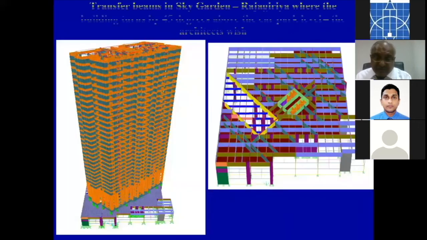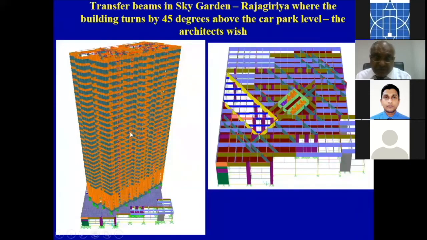So then I can show you some of these transfer plates, arrangements, and this is a sky garden building, and you can see the transfer plate is actually facilitating the turning of the building by 45 degrees.